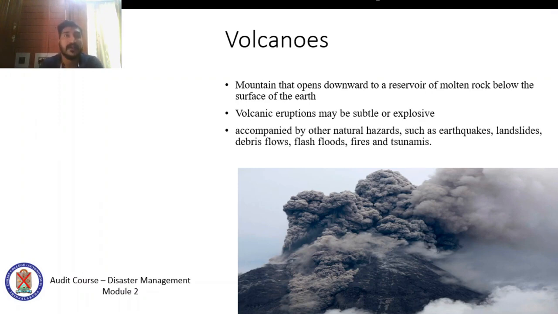More than 75% of the active volcanoes are within the Pacific Ring of Fire. The Ring of Fire stretches along the western coast of South, Central, and North America, then across the eastern coast of Russia, China, Japan, Philippines, and Malay Islands in the South Pacific Ocean.